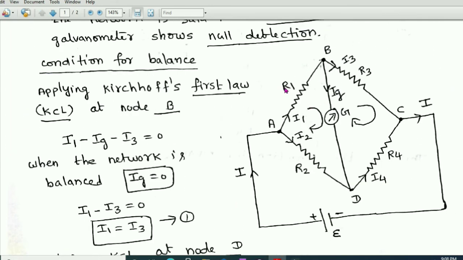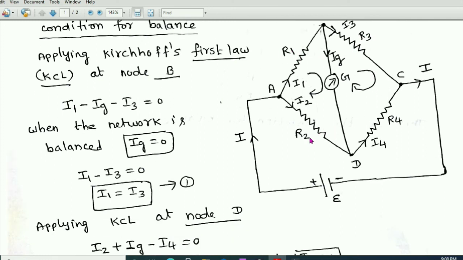So R1 by R3: this is the galvanometer arm, and R1 is on one side of the galvanometer, R3 is on the other side of the galvanometer. So R1 by R3 is equal to R2 by R4. When R1 by R3 is equal to R2 by R4, the bridge is balanced. That is, the current through the galvanometer becomes 0. Then the bridge is said to be balanced.